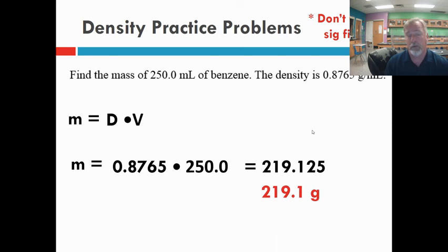Now, what are our units? Our density was grams per milliliter. We multiply that by our volume of 250 milliliters. So we have milliliters in the bottom, we have milliliters in the top. They're going to cancel. What's left? Just grams. So our units are going to be grams.